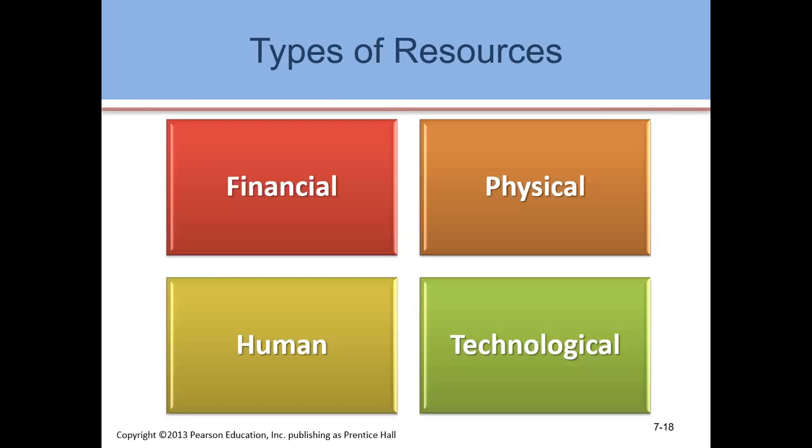So the resources can be in terms of financial aspects, physical aspects, human aspects, technological aspects, all the tangible and intangible resources, which we have already discussed in the internal audit part. So all the resources need to be sorted out and allocated as per the strategy requirements.